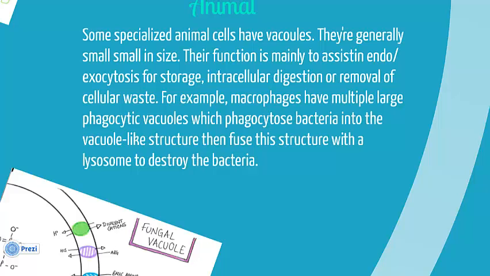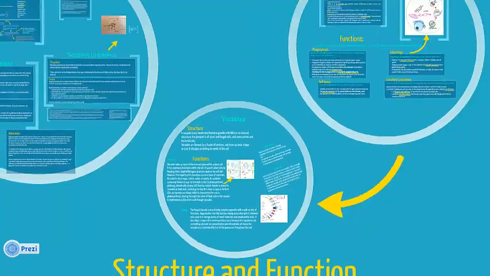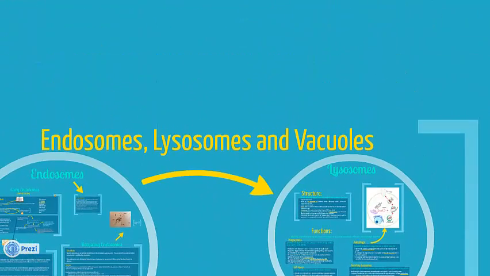Specialized animal cells have vacuoles, and their main function is assisting in endo- and exocytosis, removal of cellular waste or intracellular digestion. So there we have it, structure and function of endosomes, lysosomes, and vacuoles.